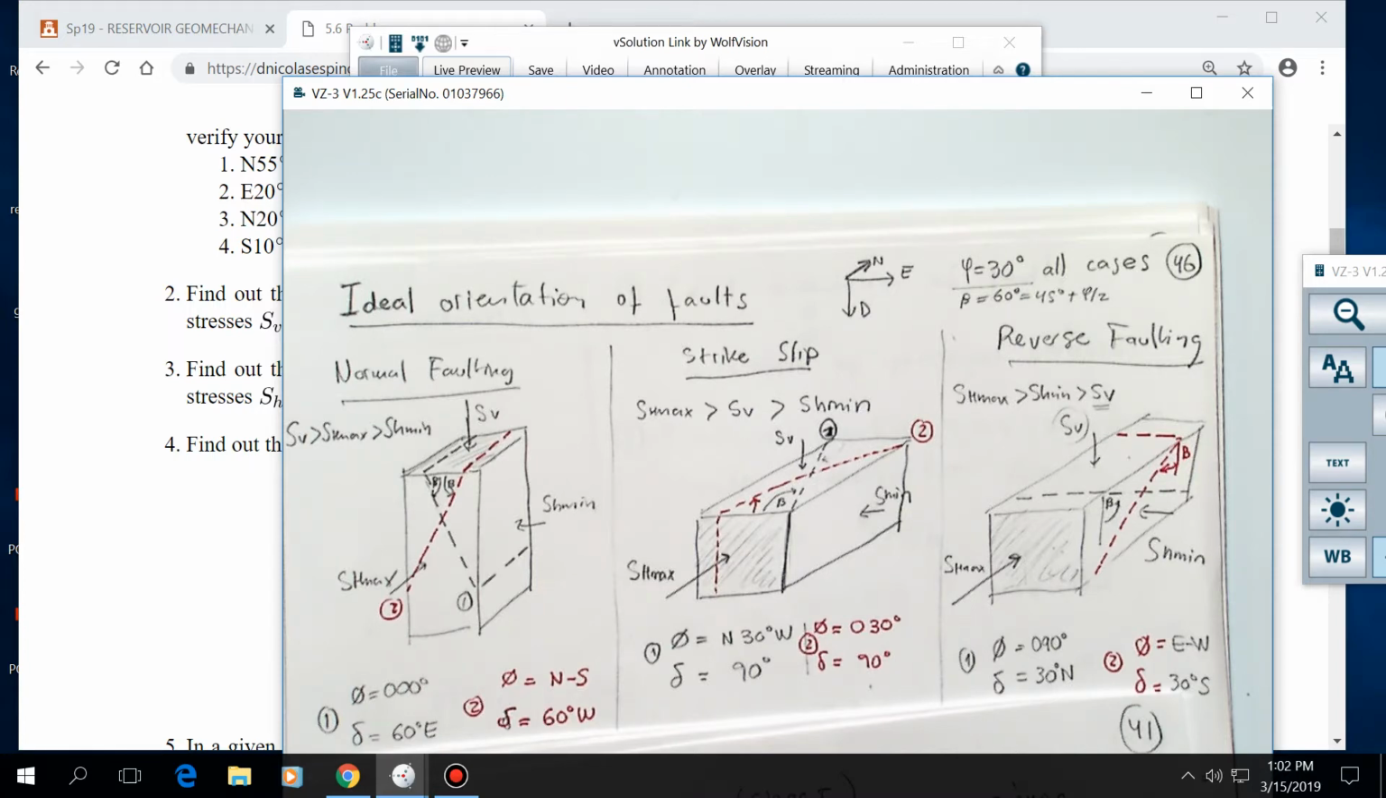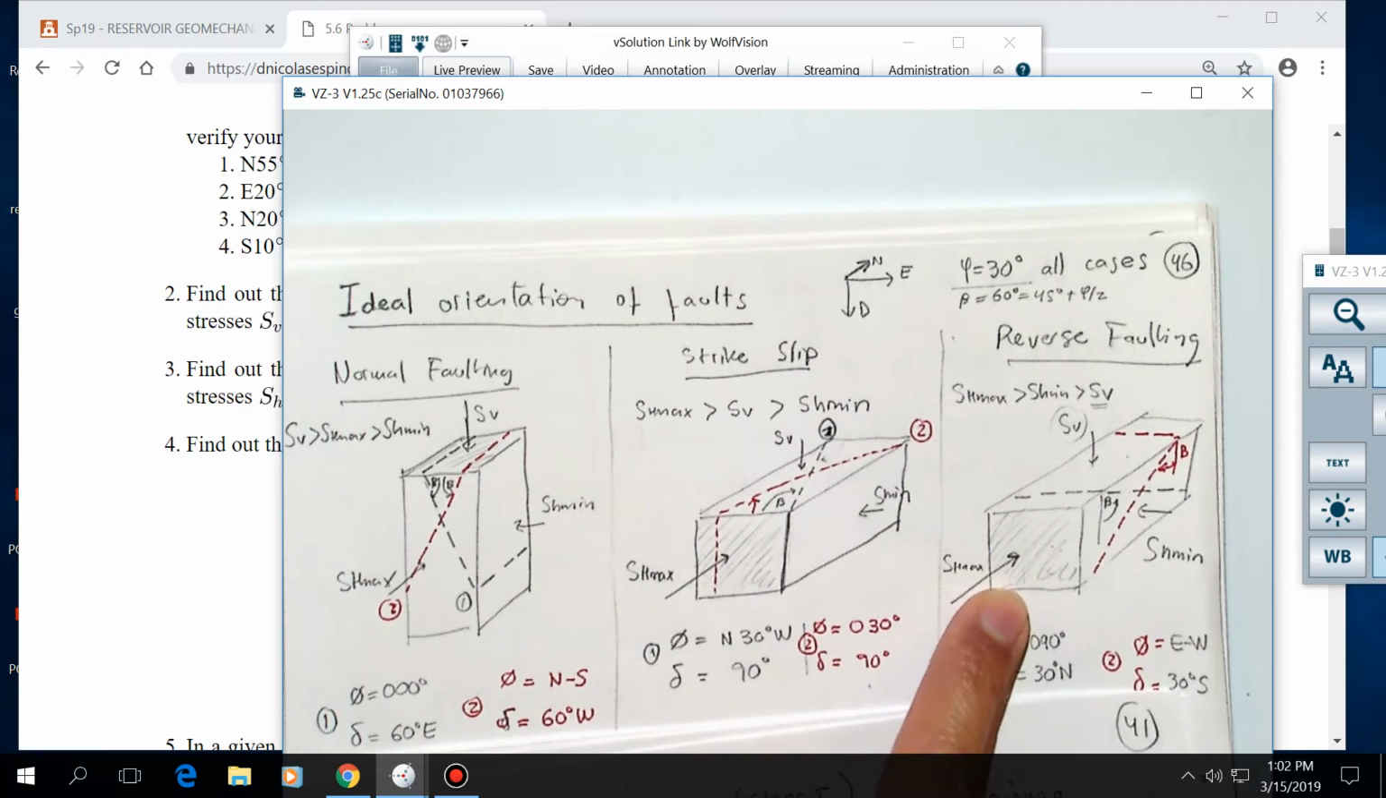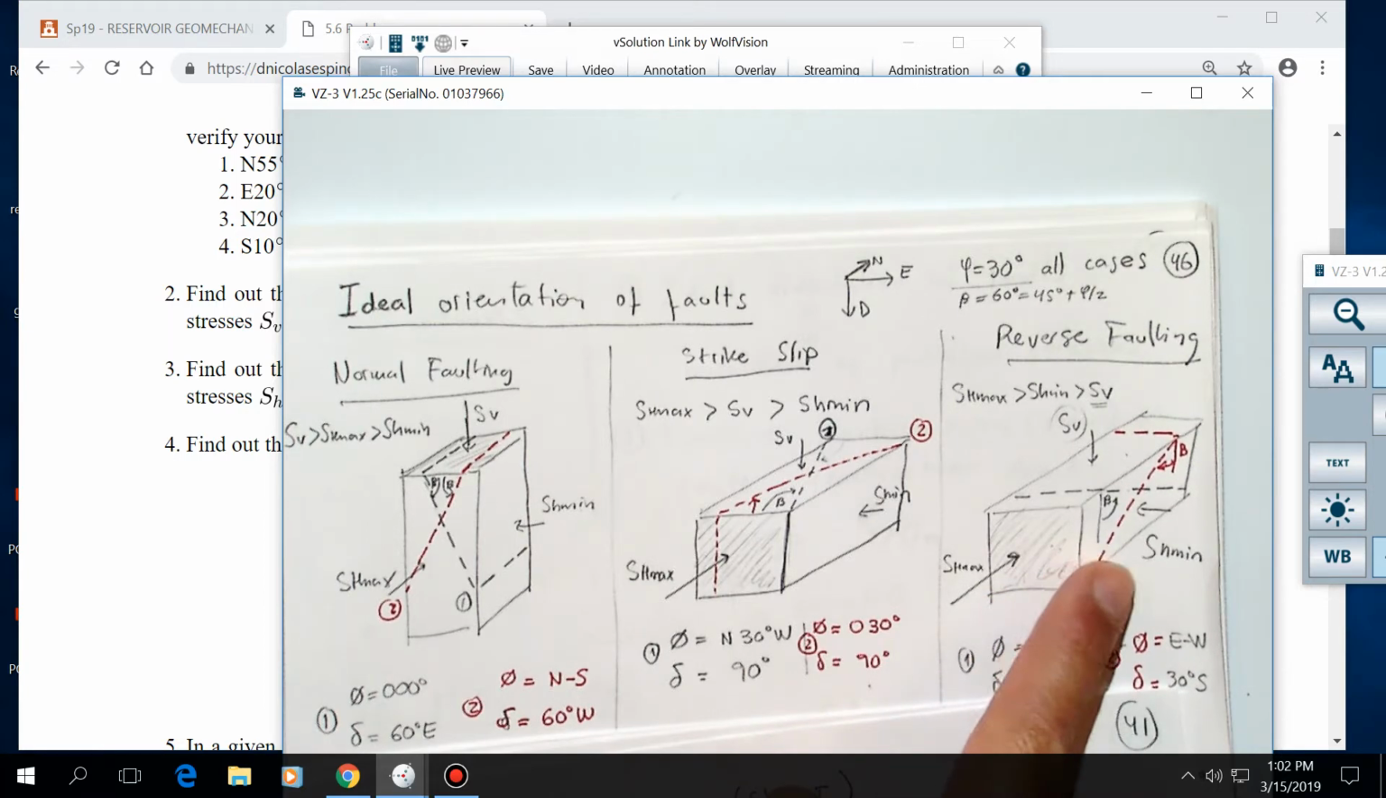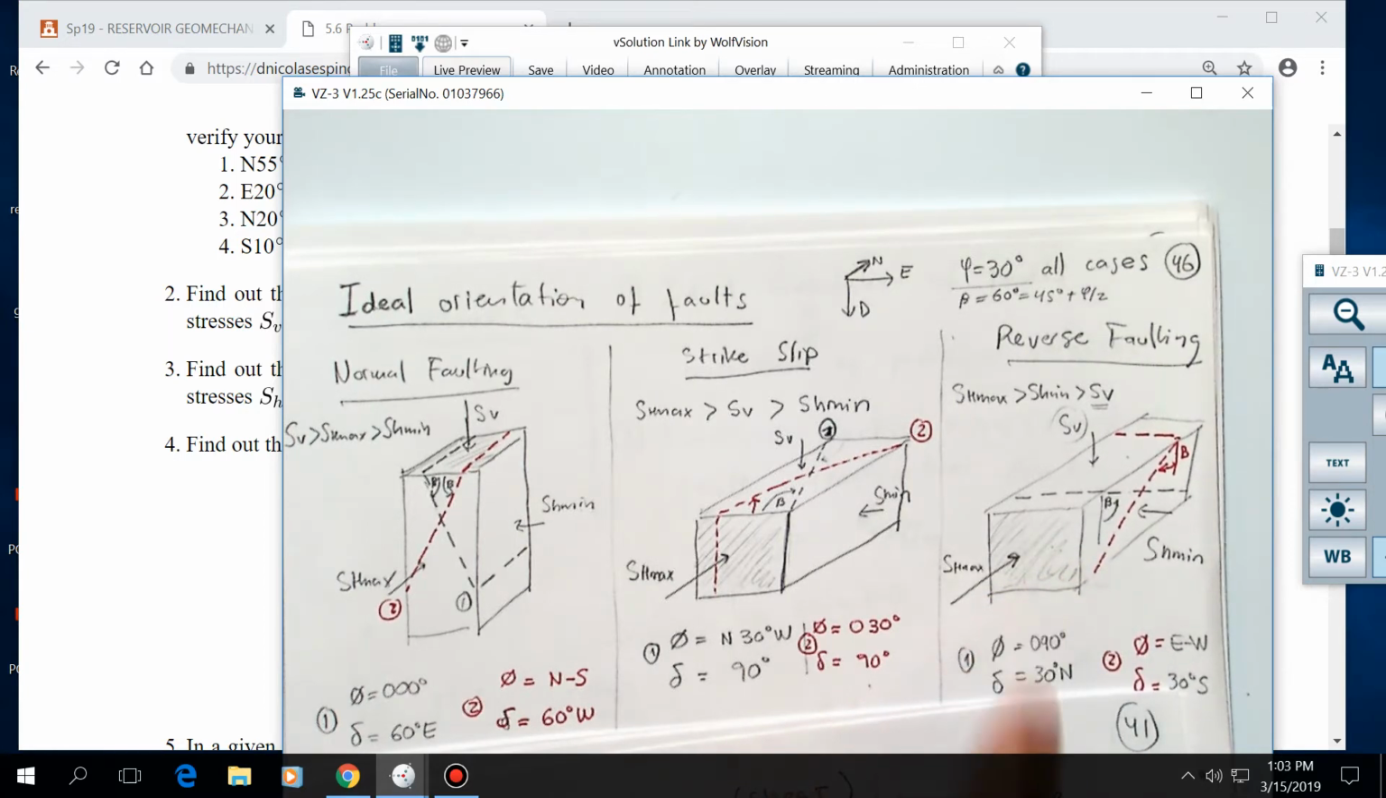So the strike of those faults, instead of being east-west as it is in this example right here, is going to be north-south. And the dip of those faults is going to be 90 minus beta. Okay? Make sense? Any other question about this homework which is due today that I can help you with? Going over 4, please.